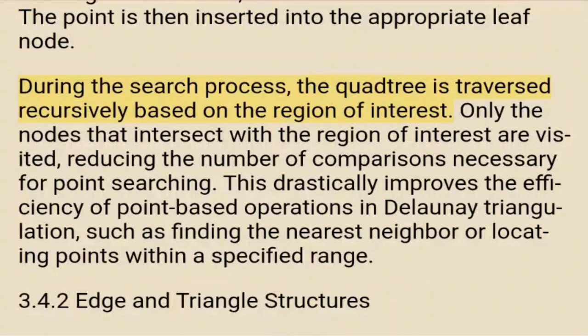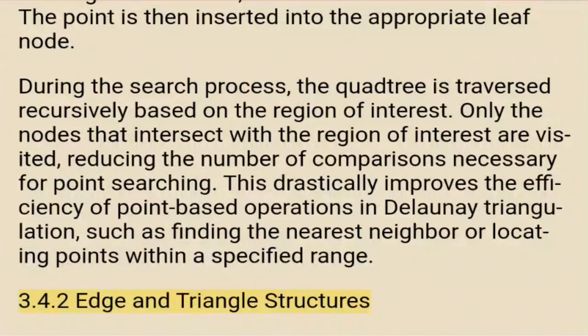During the search process, the quad tree is traversed recursively based on the region of interest. Only the nodes that intersect with the region of interest are visited, reducing the number of comparisons necessary for point searching. This drastically improves the efficiency of point-based operations in Delaunay triangulation, such as finding the nearest neighbor or locating points within a specified range.